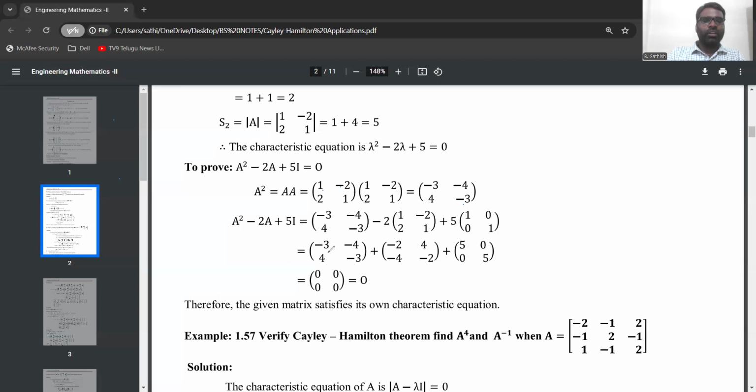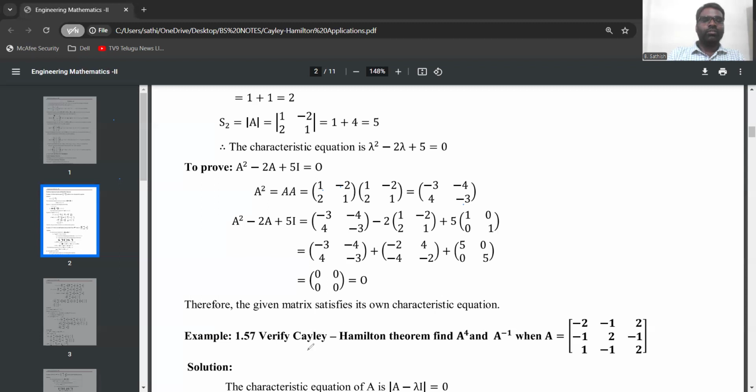So here minus 3, minus 2, plus 5. First element: minus 3, minus 2, plus 5. So minus 5 plus 5 gets cancelled, we will get 0. Next, minus 4 plus 4 and plus 0, directly we are getting 0. Next, 4 minus 4 plus 0, again we are getting 0. Minus 3 minus 2 plus 5 equals 0. So we are getting the 0 matrix. Hence, we can say that our given matrix satisfies its own characteristic equation.